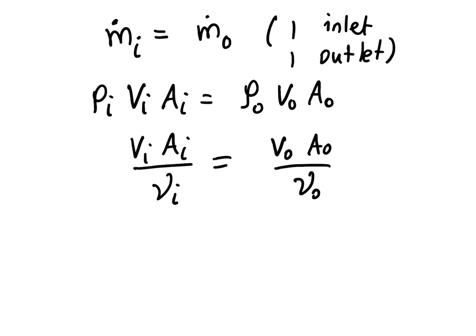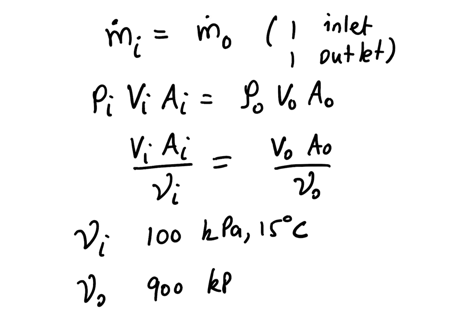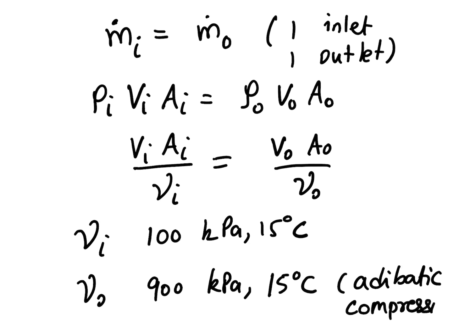The pressure and temperature at the inlet and the pressure at the outlet are given for us to look up nu i and nu o for water at 100 kPa, 15 degrees Celsius and 900 kPa, and there is no information given about the temperature of the water at the outlet. But since this is a pump, it's reasonable to assume that the temperature doesn't change too much. We can assume the same temperature and make the assumption that the compression by the pump is adiabatic. And you do know that adiabatic means the heat change is 0.